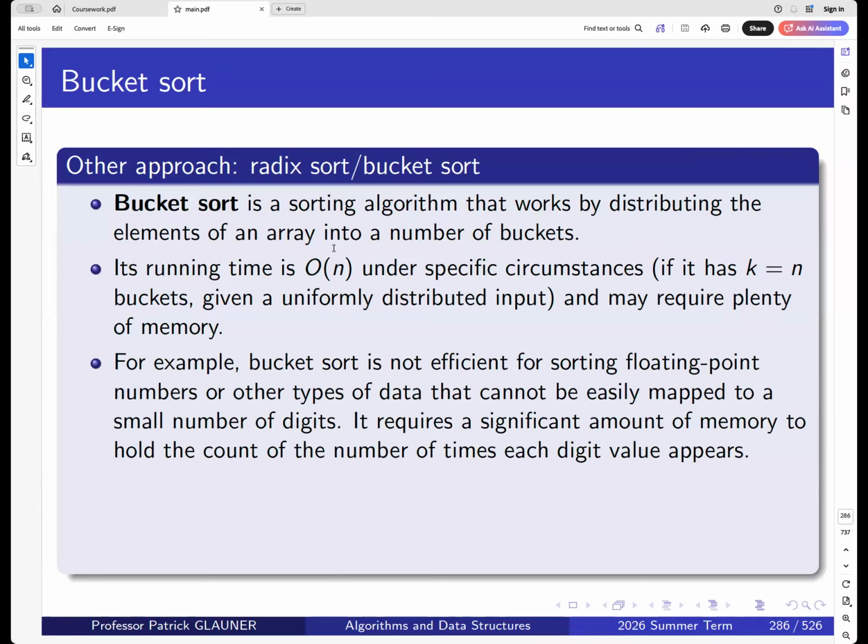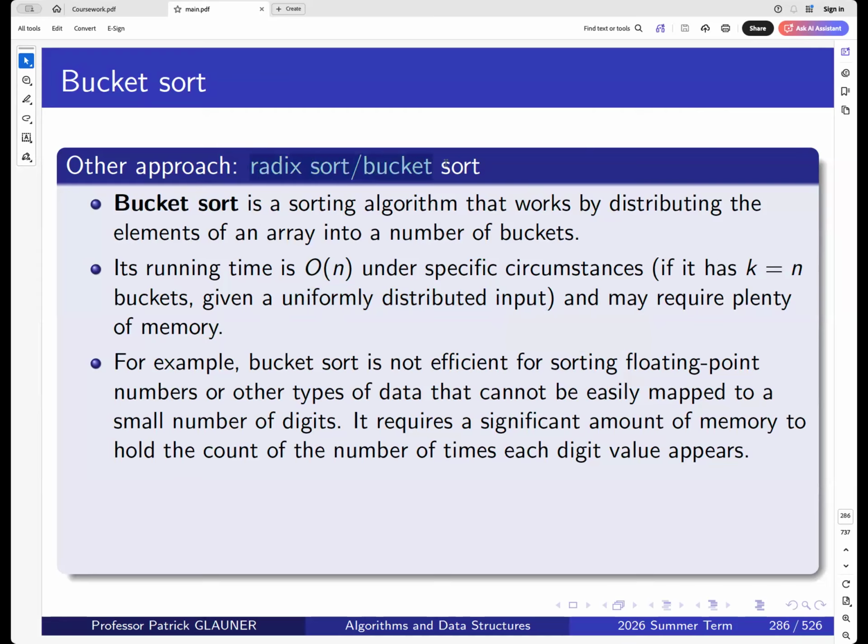And it can be shown that the running time is O of n under very specific circumstances. For example, I have n entries and k buckets, and I distribute these n elements into my k buckets, and I assume a uniformly distributed input. Then I can do the sorting in O of n under these specific circumstances. But this may require a lot of memory.